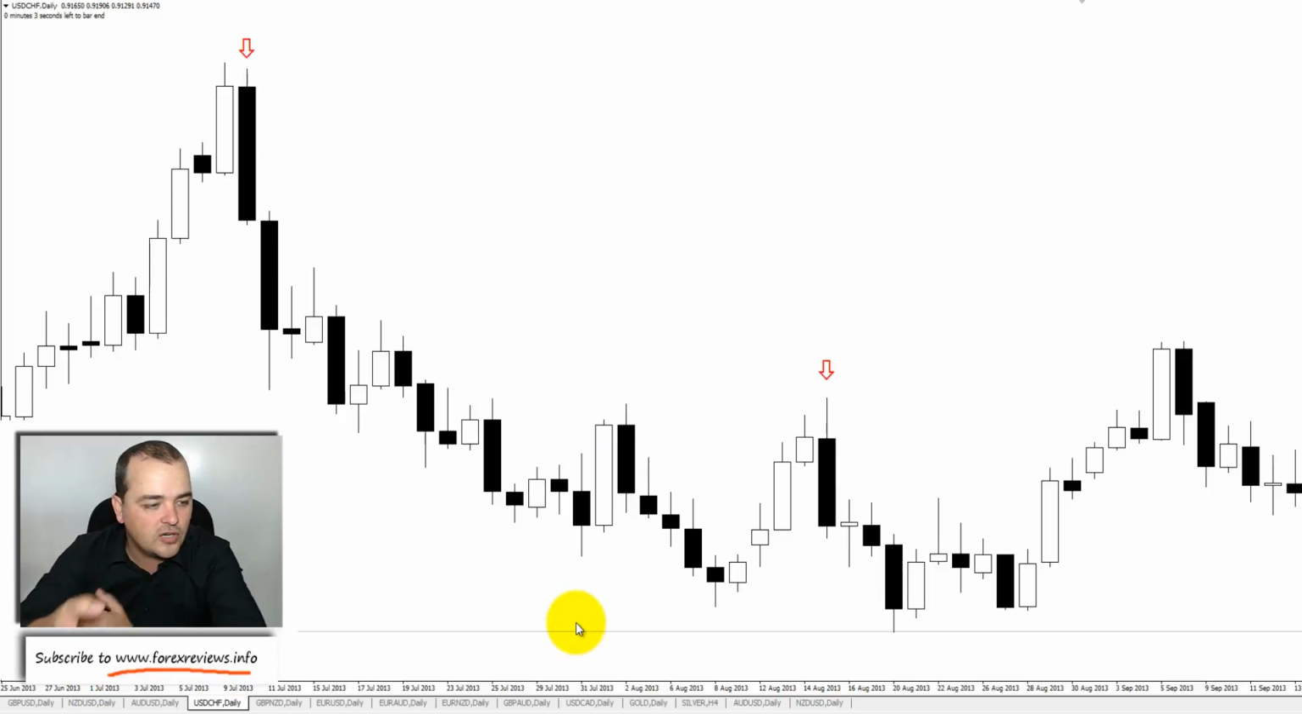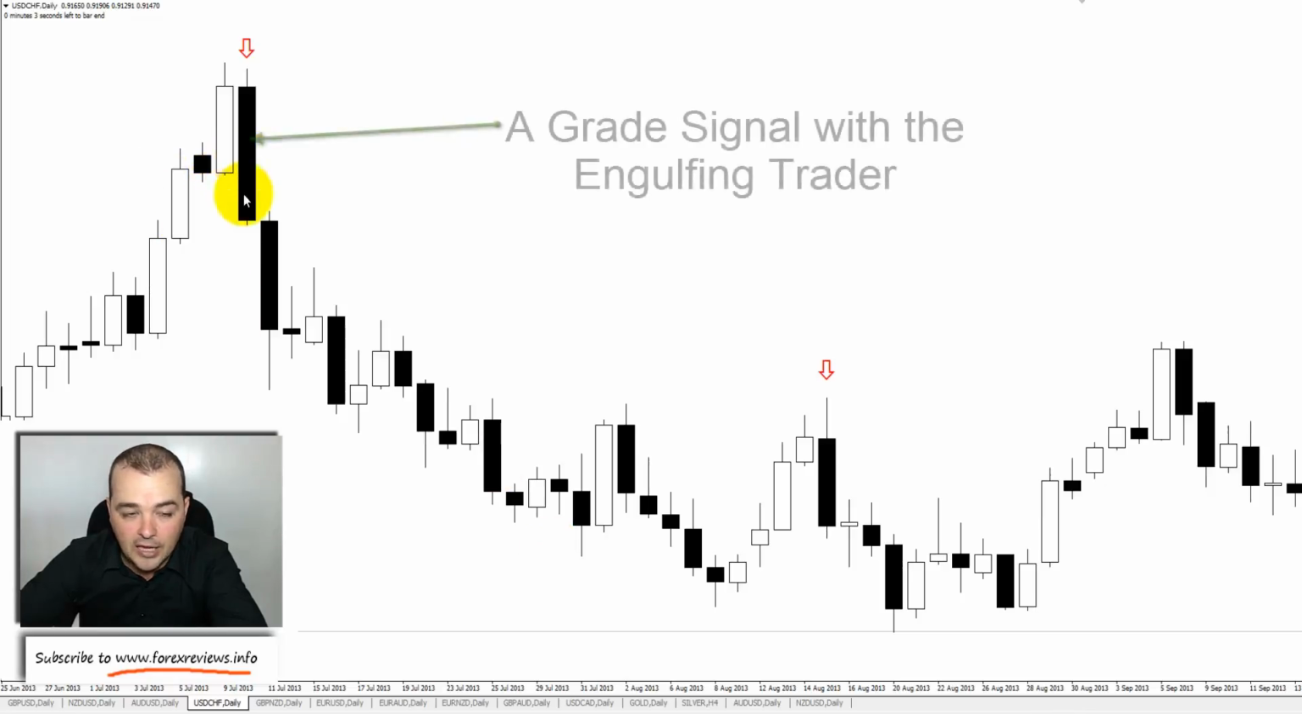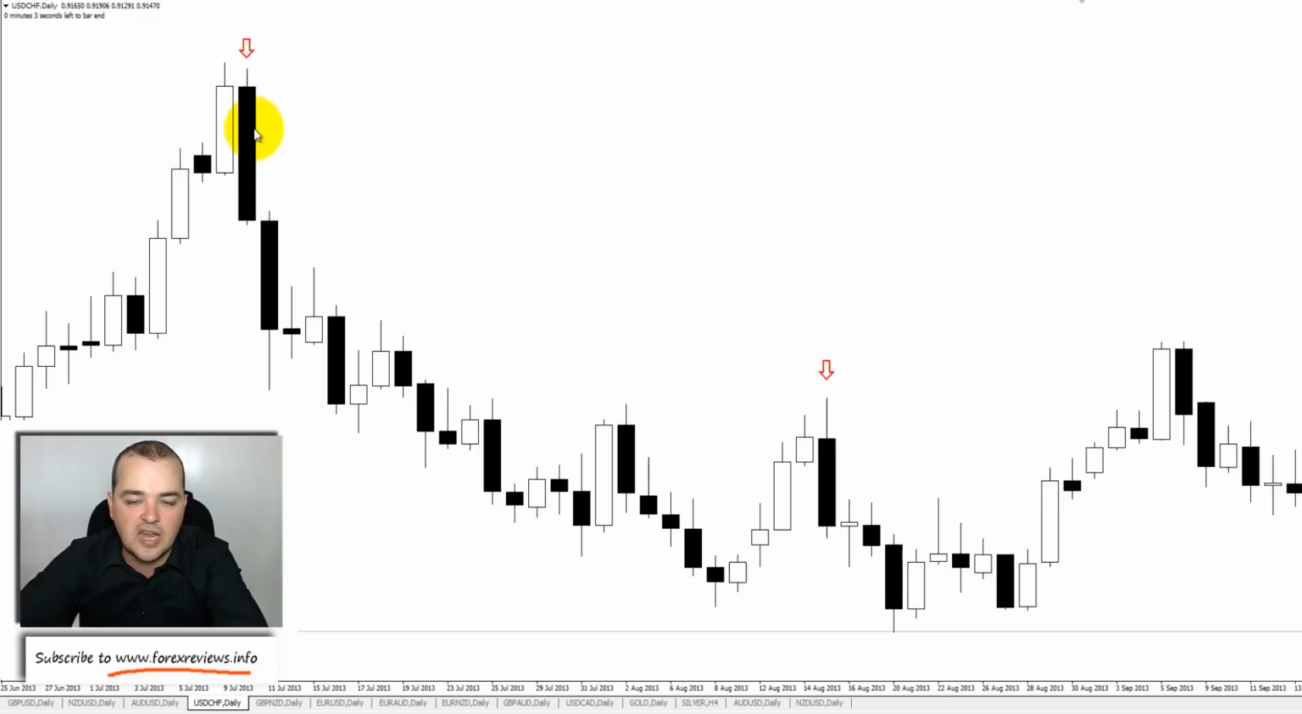While this one was not valid, most of the time it is valid. And when we align it with structure, it makes it very valid and gives you an exceedingly high probability trade. Now let's have a look at this one. Bearish engulfing, enter below, meaning you're taking out even more stops, and the price went down. This is a classic, standard A grade engulfing trader signal for this strategy.